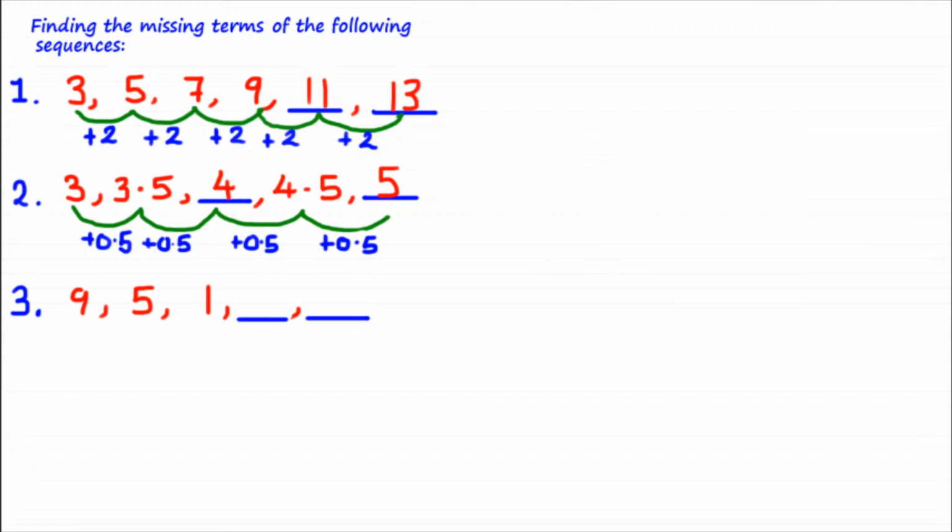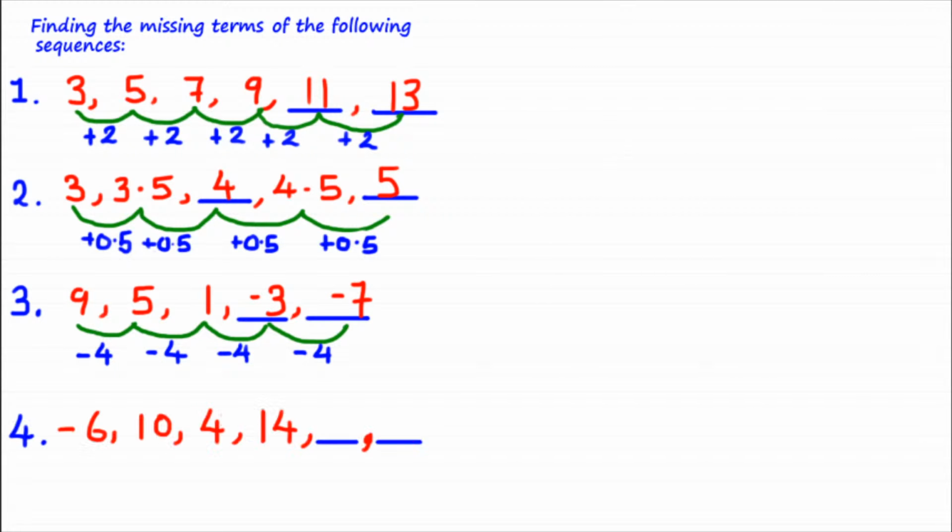-3, -7. Good stuff. Okay, so notice that in this case, the terms are decreasing by a constant amount of 4. Okay, they're decreasing by 4. So all we need to do to get to the next term is subtract 4, giving us -3, and then subtract 4 again, giving us -7. Good. Next up, we've got a few more to do.